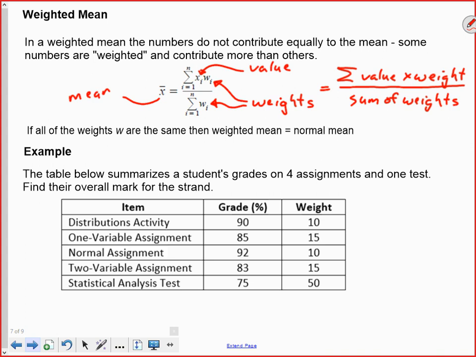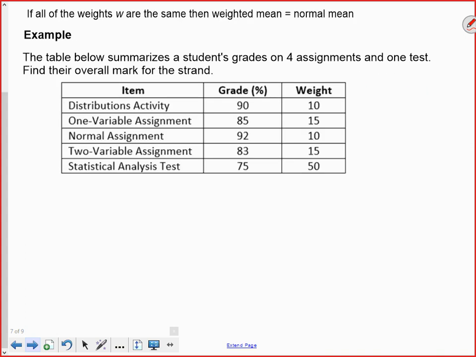So on the first activity, they got a 90%. It's assigned a weight of 10. The second one, they got an 85, it's assigned a weight of 15, and so on and so on. And you can see the test at the end has the largest weight. It's weighted at 50. Now all of these weights here add up to 100. So each weight is kind of the percentage of that strand mark that each activity represents. Now they don't have to add up to 100, they just do in this case.